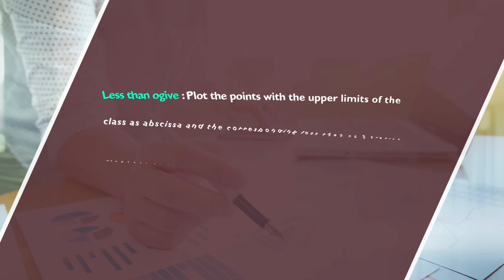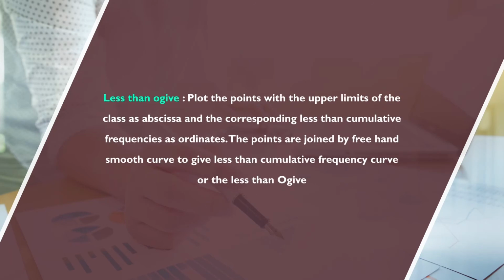When you talk in more detail about the less than ogive, it plots the points with the upper limits of the class as abscissa and the corresponding less than cumulative frequencies as ordinates. These points are joined by a freehand smooth curve to give the less than cumulative frequency curve, or the less than ogive. So this is an example of a less than ogive.